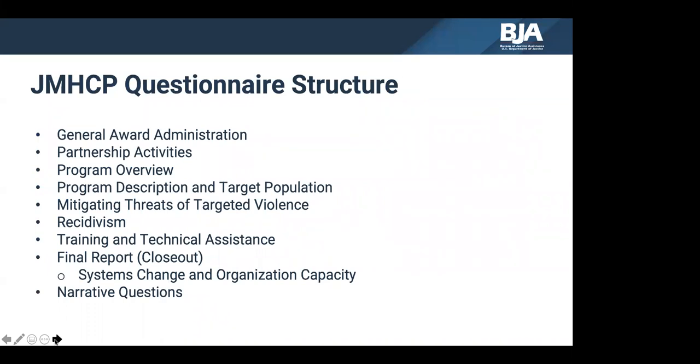Here are the categories of questions that are in the revised questionnaire. Please take a moment to review. Next slide.